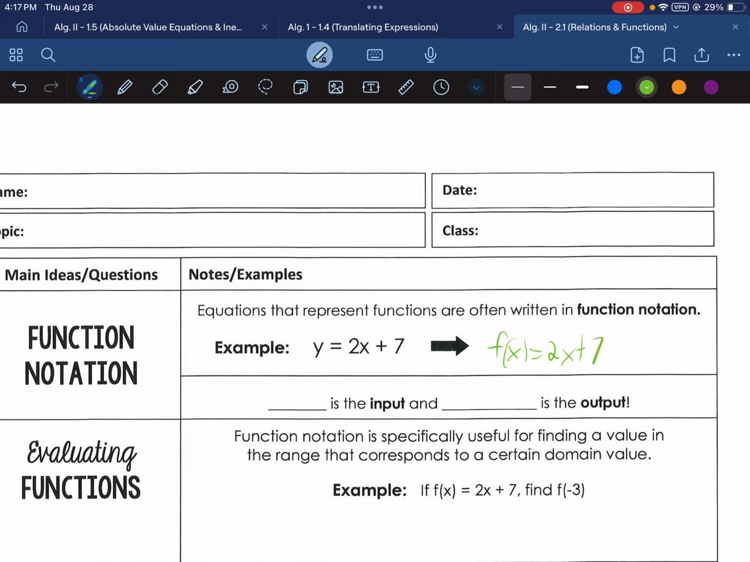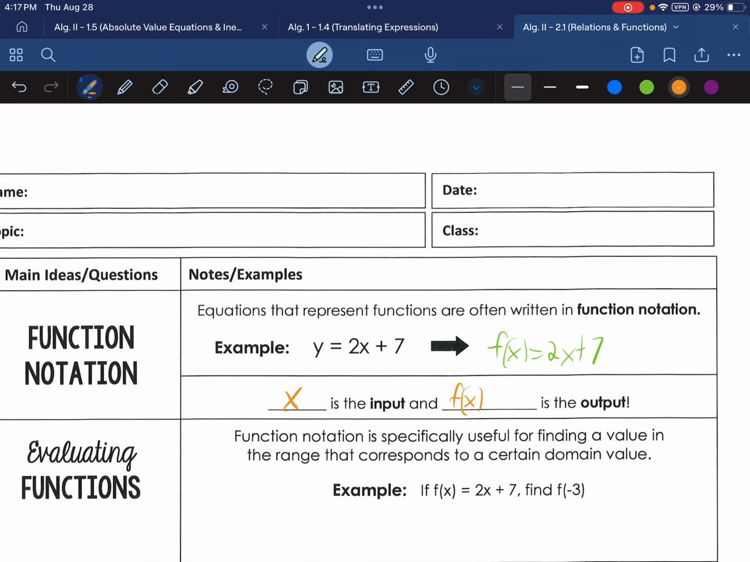Similar to how for equations we plug in an x value and we get a y value out, in functions we will also plug in an x value and we get a y value out. What this is saying is it's a function on the variable x, a function involving the plugging in of the variable x. So here x is the input and f of x, which is the same as y, is the output.